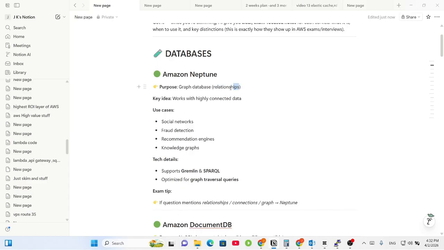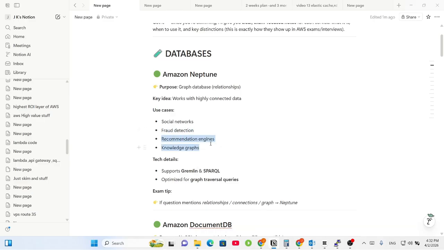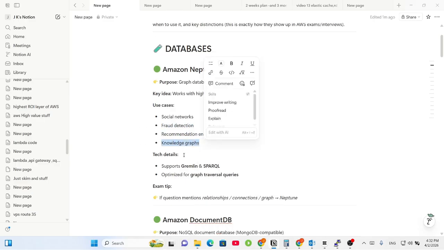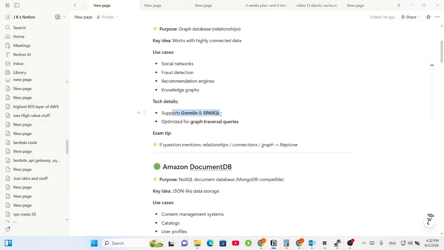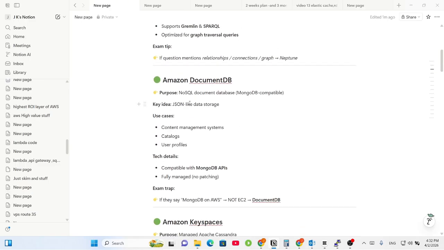Just understand this. If you find a question talking about relationships, connections, or graphs, basically the answer is Neptune. Okay, works with highly connected data. Its use cases are social networks, fraud detection, recommendation engine, knowledge graph, etc. Tech detail, it supports Gremlin and SPARQL, optimized for graphs. So just understand this. If you see relationships, connections, and graphs in the question, most likely it's Neptune. Okay, Amazon Neptune. It's a service.